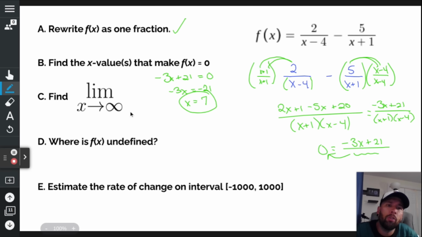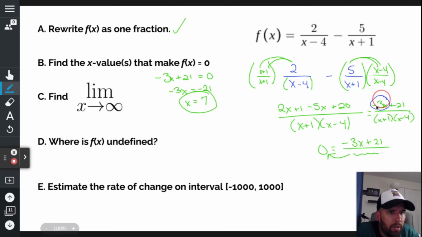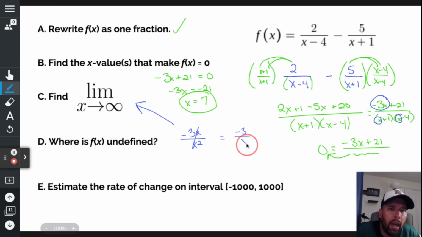Find the limit as x approaches infinity. Okay, so if I were to look at this guy here, I have negative 3x as a leading coefficient. Okay, this has to do with u. Negative 3x as a leading coefficient over x times x, which is x squared. That simplifies out to negative 3 over x. And as x gets larger, we are going to hit 0. So the limit as x approaches infinity is 0.